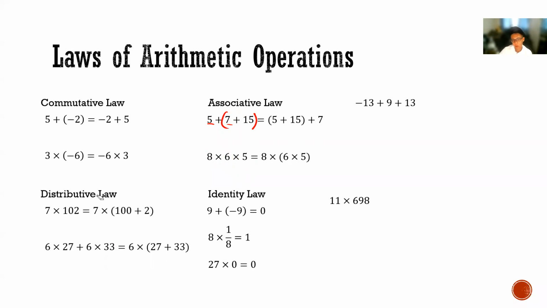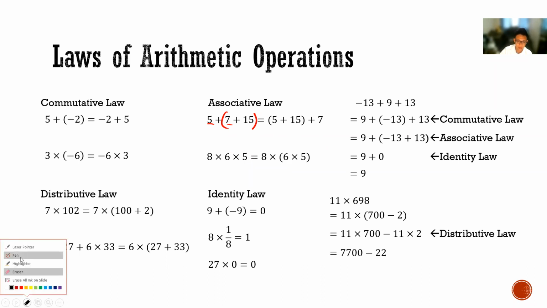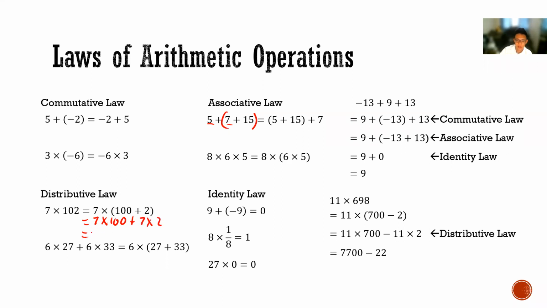For distributive law, basically I separate out. Like 102, I separate into 100 plus 2. So when I times, I can times separately. 7 times 100 and 7 times 2. Then I plus together. Then I get 700 plus 14, 714. This makes it easier to count when you do it manually.